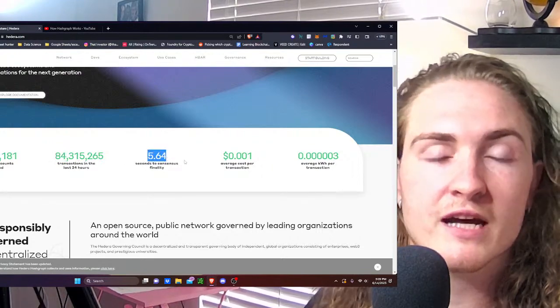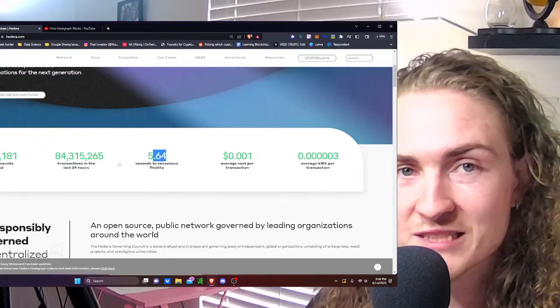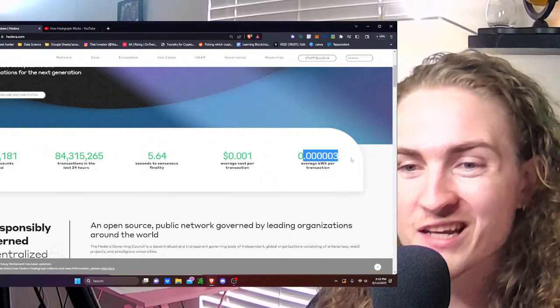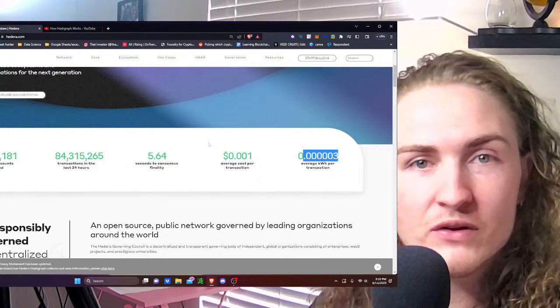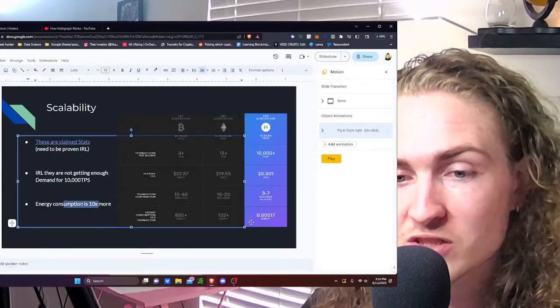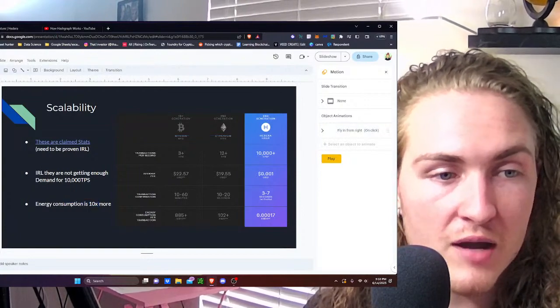The consensus finality is really cool. It seems to stay around 5 seconds, which is good. We don't want to be sitting there for 10 minutes waiting for a transaction to go through. Average cost. And the energy consumption is very low today. Yesterday, when I was putting some of these slides together, the energy consumption was actually 10 times higher than what it was saying here. So, food for thought.